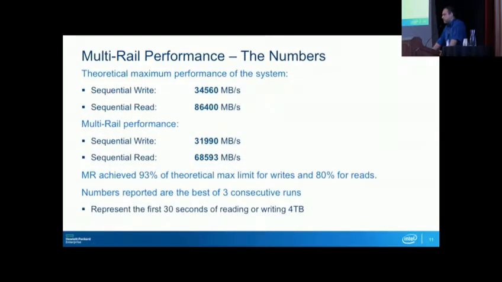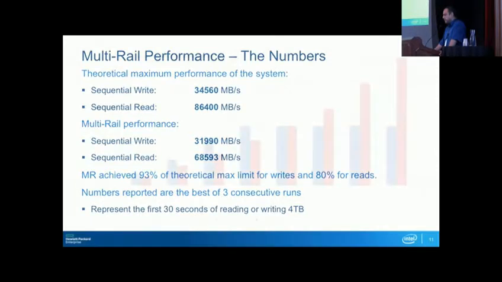The theoretical maximum for sequential writes was 34.5 gigabytes for that system. Sequential reads, theoretical maximum is 86.4 gigabytes. With multi-rail, we're able to achieve 93% of the writes and 80% of the reads, so 31.9 gigabytes and 68.5 gigabytes for sequential reads. These numbers reported are the best of 3 consecutive runs. So you can see that it gives us a good performance boost with large systems.